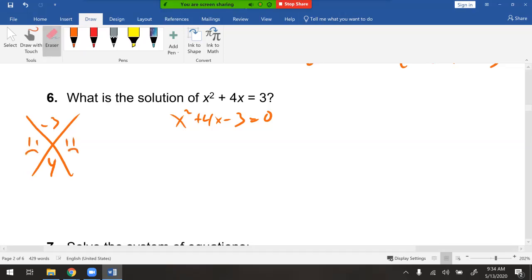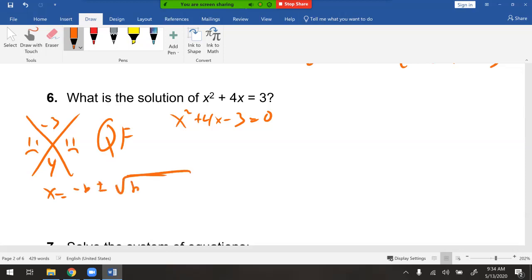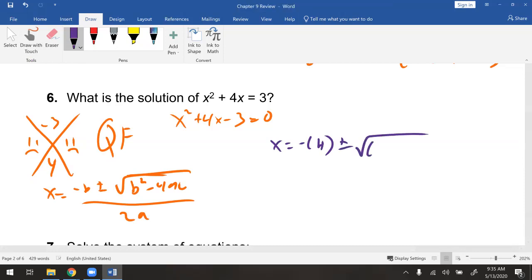So guess what we get to use? We get to use the quadratic formula. And I'll put the formula here again. x equals negative b plus or minus square root of b squared minus 4ac all over 2 times a. So we identify our a, b, and c. I'm gonna do this in a different color, okay? Our a is 4. Sorry, our b is 4. So x equals negative 4, plus or minus 4 squared minus 4, 1, and then negative 3, all of that over 2 times 1.